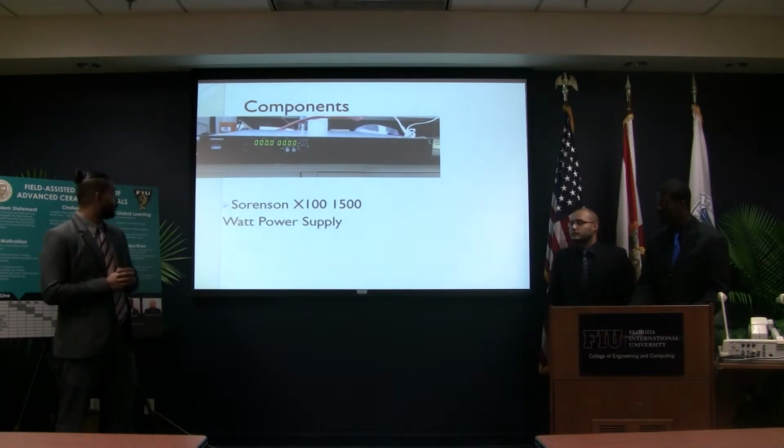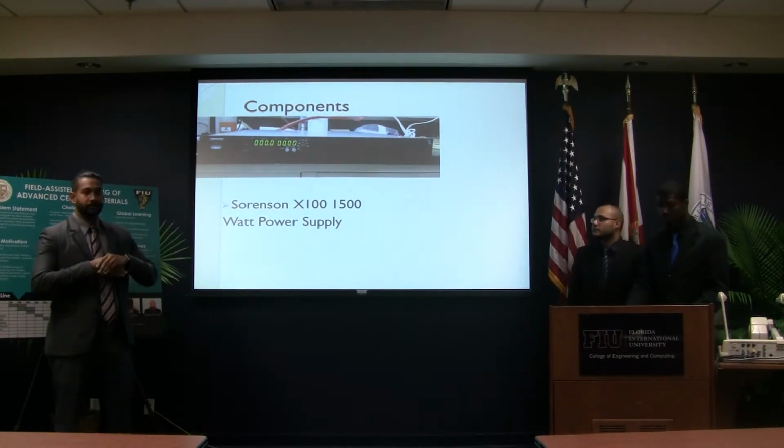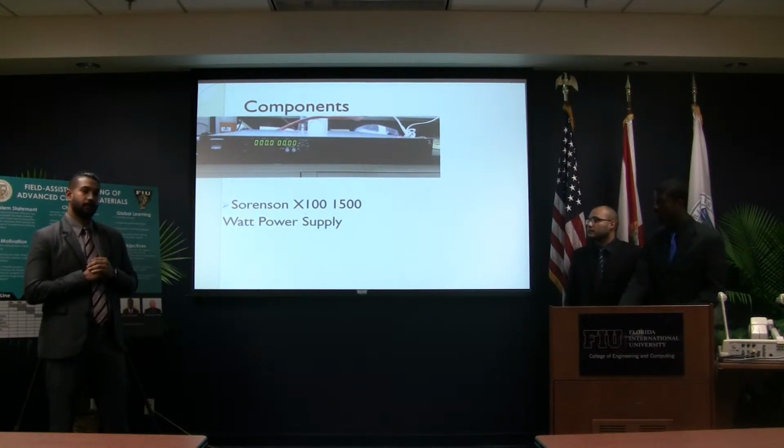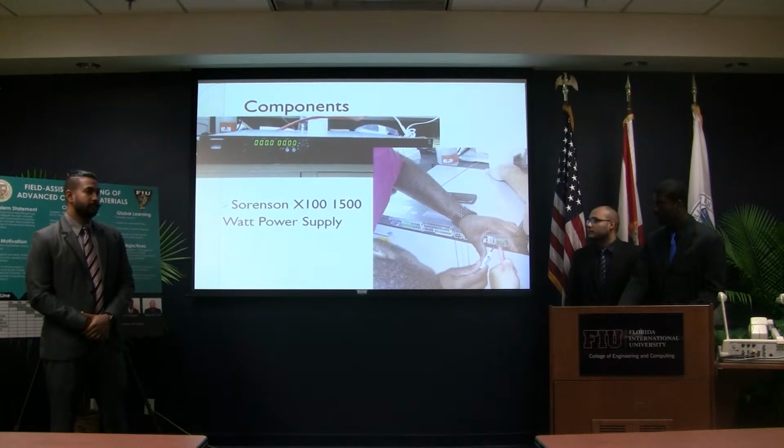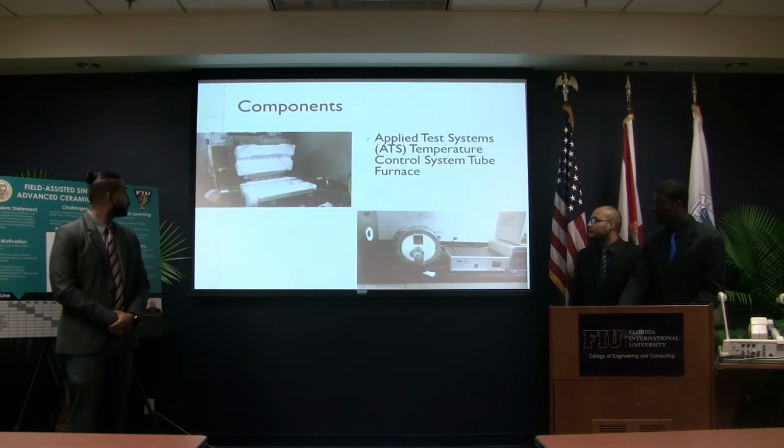So first off, we had a Sorensen X100 power supply. It was a 1500 watt power supply, so we had 100 volts at 15 amps that we could go up to. This is us connecting the power supply to the AC portion of the power supply, so we can just plug it into the wall and use it.